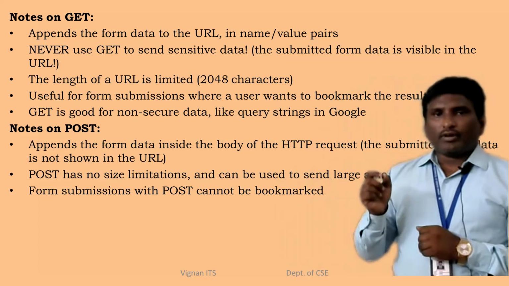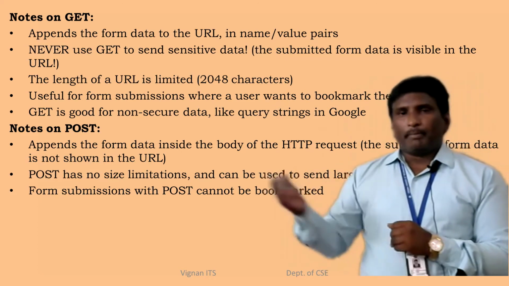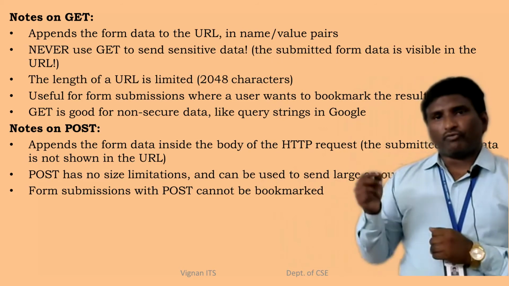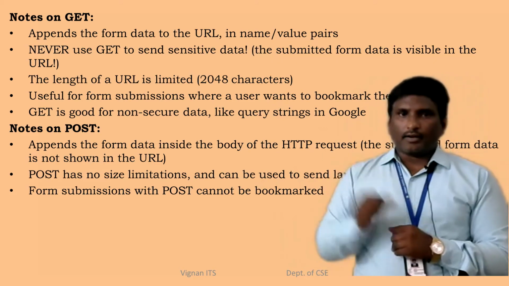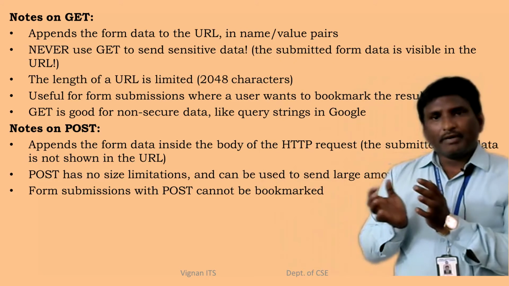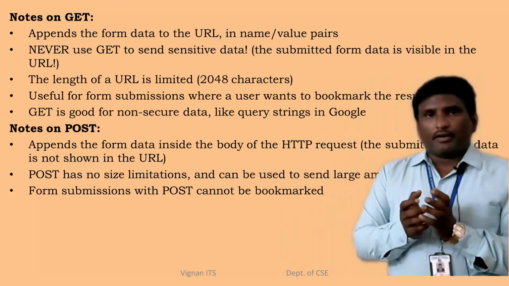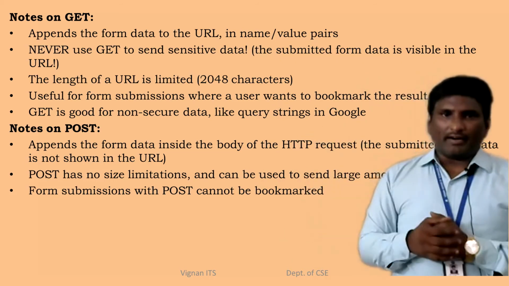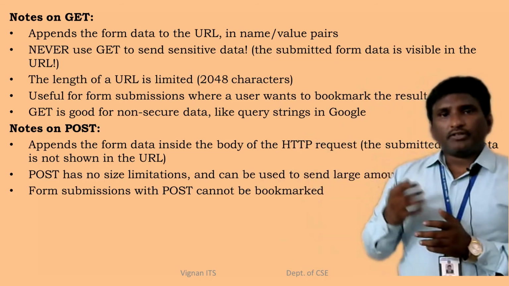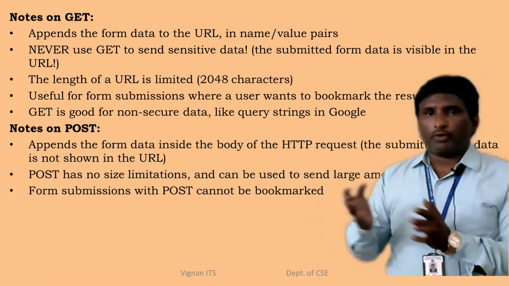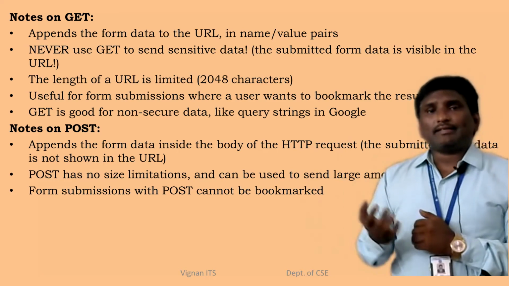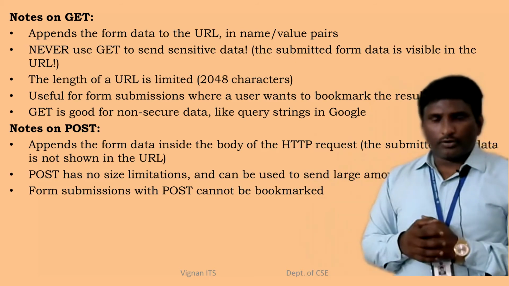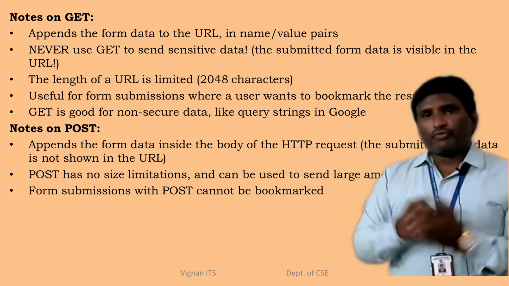The length of the URL is actually limited. That is based on the browser; it supports up to 2048 characters in the URL. So a limited amount of data can be sent to the form handler if you use get. It is useful for form submission when the user wants to bookmark the result. Get is good for non-secure data, like a query string in Google. So in those cases we go for get.